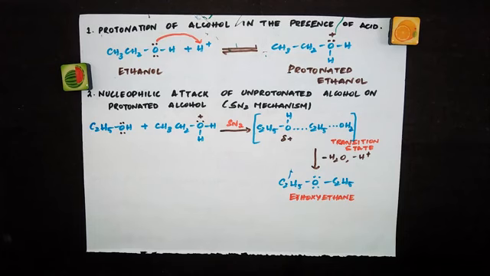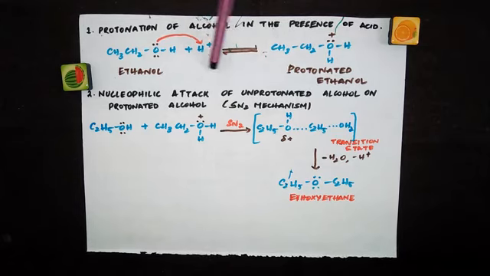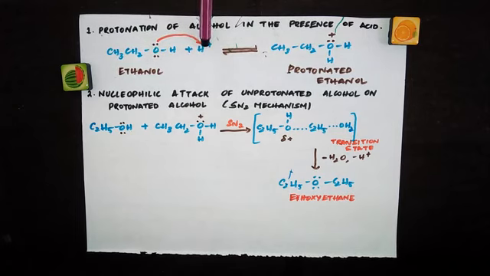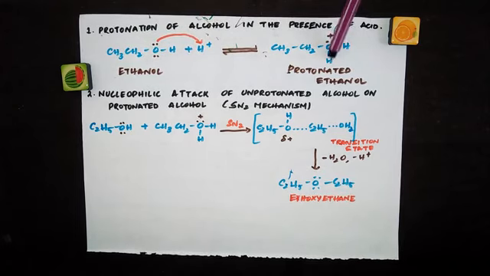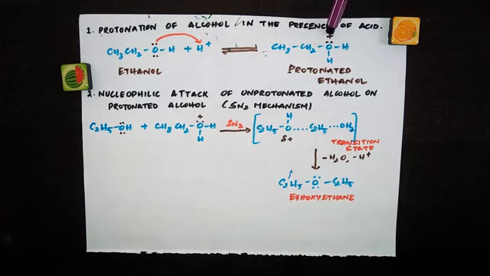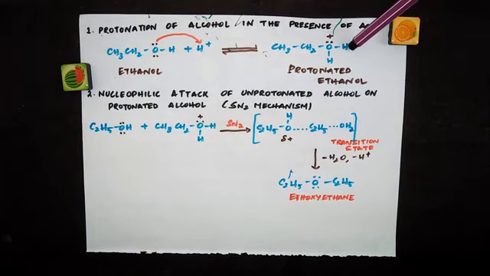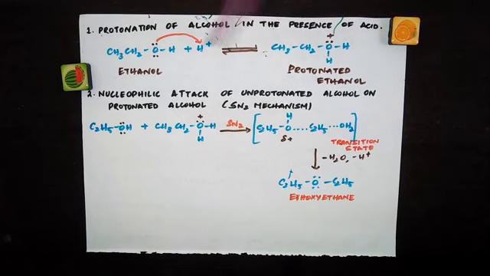So in this mechanism, first the alcohol gets protonated in the presence of acid. What is protonation? See, this is the H plus from the acid and this alcohol is getting protonated because the oxygen here gives its electrons to this H plus. So this H is getting attached here. So this oxygen gets a positive charge. So this we call protonated alcohol. Since I am taking ethanol here, this is called protonated ethanol.